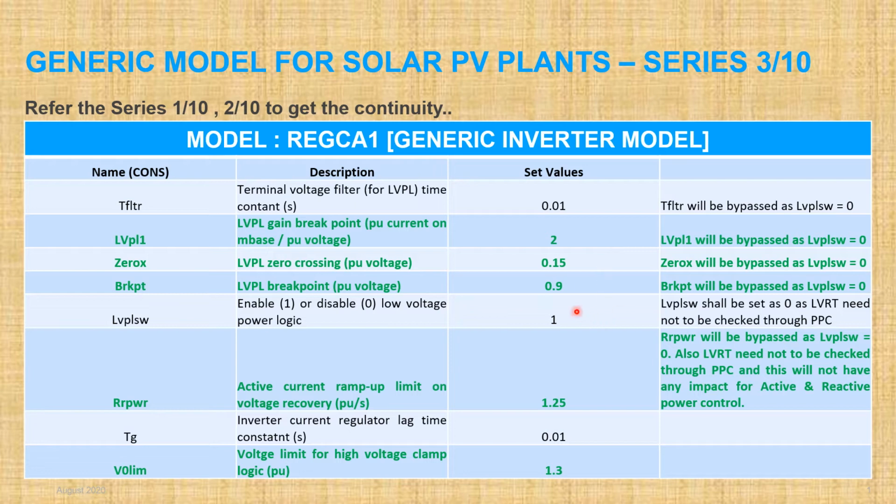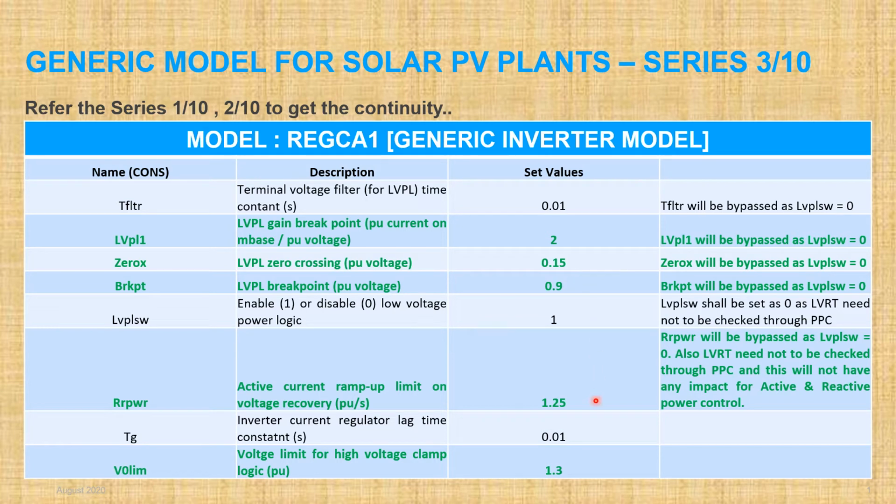The third parameter is the zero crossing, and the fourth parameter is LVPL breakpoint, the low voltage power logic breakpoint. The zero crossing means up to what point of terminal voltage at the inverter it can withstand. Here it is set as 0.15, and from where it goes back to the normal range, that is where LVRT mode will start, in this case 0.15 per unit voltage, and it will end at 0.9 per unit voltage. I think it is clear to you now.